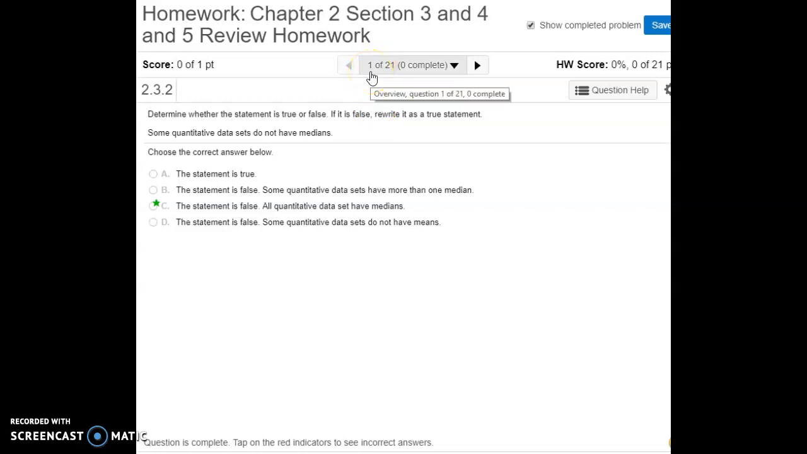Number one here, relying on some definitions. Some quantitative data sets do not have medians. So quantitative data is quantities, numbers. And whenever we have numbers, we can always arrange them in order from smallest to largest and find the one in the middle, which is the median. So all quantitative data sets do have medians.